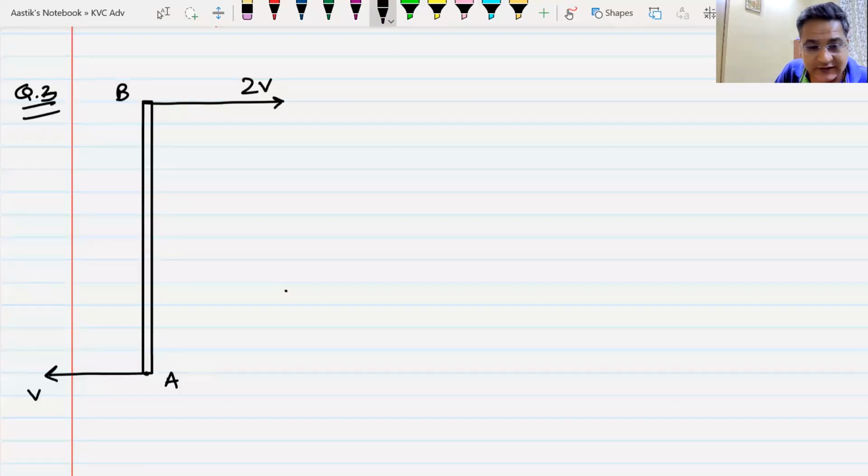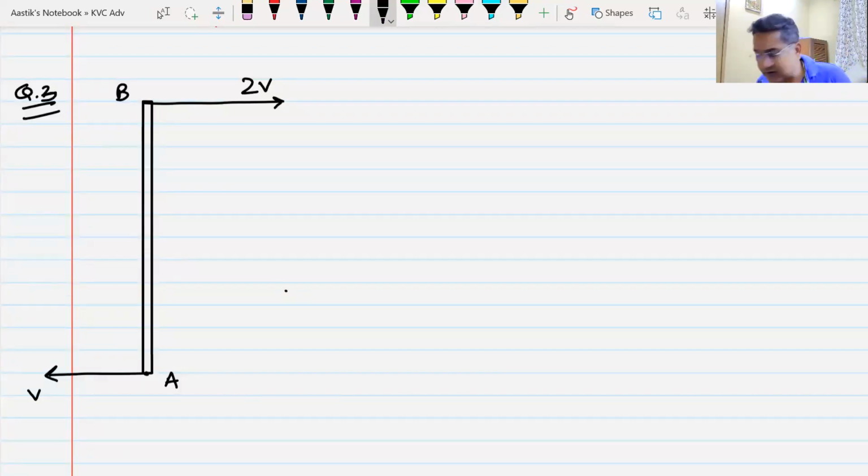Now I have this. And again, I'll ask you the same question. You have a rod of mass m and length L. And knowingly, I made one velocity as 2v and the other velocity as v. Where is the instantaneous center of rotation? And what is the kinetic energy of this rod? Let's see who gives me the answer.